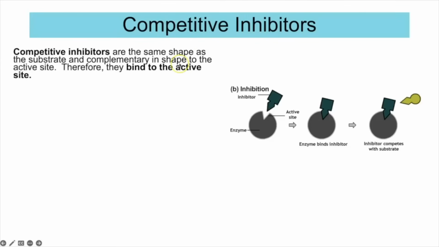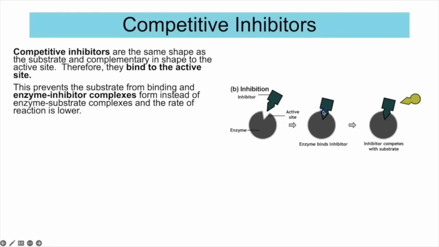A competitive inhibitor is the same shape or very similar in shape to the substrate. And that means it's complementary in shape to the active site, and it can actually bind to the active site. And that's what we're seeing here. This is the competitive inhibitor. It's binding to the active site. That forms an enzyme inhibitor complex instead of an enzyme substrate complex. It prevents the substrate from binding, and therefore it lowers the rate of reaction.